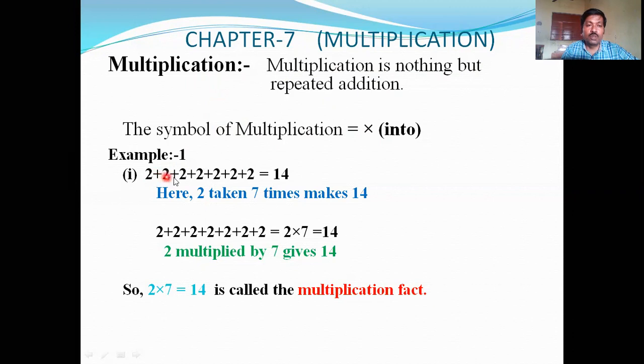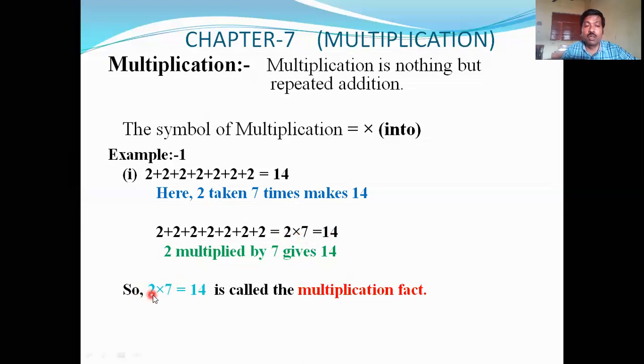Here is 2 plus 2 plus 2 plus 2 plus 2 plus 2 plus 2, and it makes 14. Here, count the number of 2's. How many 2's? Yes, 7. And which number is here? 2. Now, when we multiply this 2 by 7, we get 14. So in this way, we can write 2 plus 2 plus 2 plus 2 plus 2 plus 2 plus 2 is equal to 2 into 7. 2 is the value of this number and 7 is the number of times of this value. And when we multiply 2 into 7, we get 14.